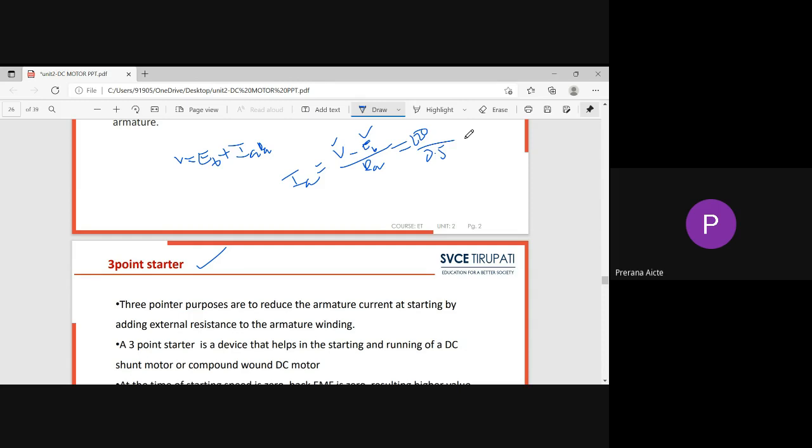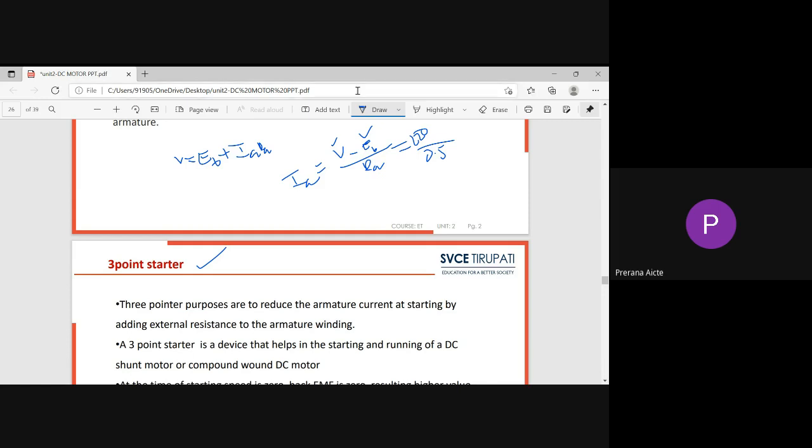That is nothing but 1 by 2. Nearly 440 amperes current is drawn from the supply mains. Because of this high starting current drawn from the supply mains, the DC motor is going to be damaged. For that reason, when we start the DC motors, we definitely require starting methods to control the current drawn from the supply mains.